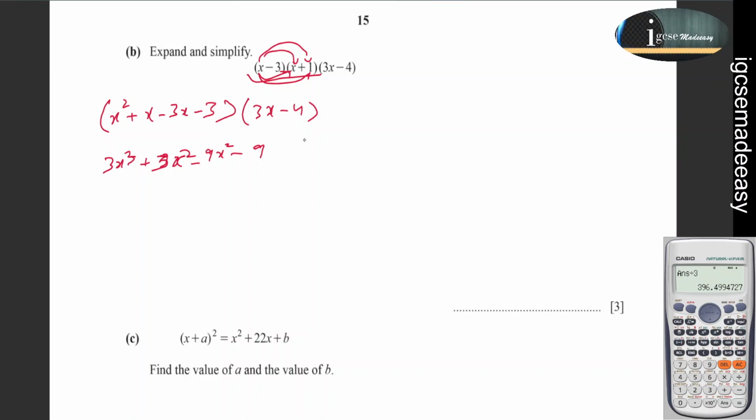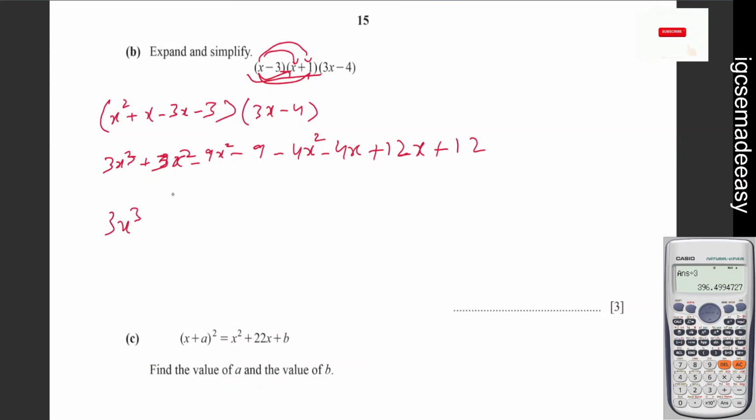Then we'll be using 4 now. Minus 4 into x square is minus 4x square. Then minus 4 into x is minus 4x. Then minus 4 into minus 3x is plus 12x. Then minus 4 into minus 3 is plus 12. So we can pair the like terms, wherever the squares are there, we can add them together. So we have the only cube term, that is 3x cube. Then the square terms, and we can use a calculator to add all the x square terms.